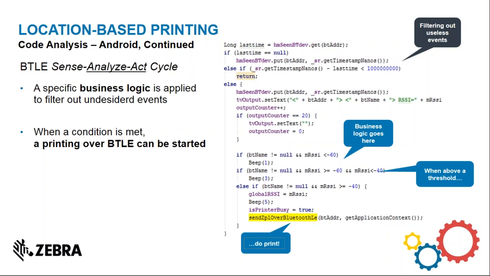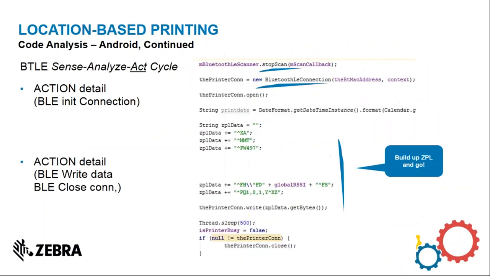I wanted to make some advertisement sound from the device when I was getting closer to the printer. So between minus 60 and minus 40, I was just beeping loudly to the end user, just to tell him that something is gonna happen. And above minus 40 dBs in signal power, I started printing in the way you watched before. So I sent some ZPL code over the Bluetooth low energy. I can show the details in the next slide.